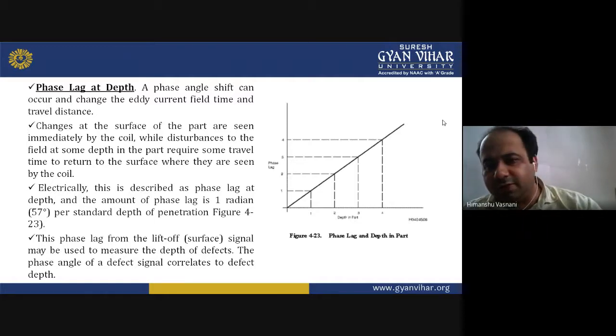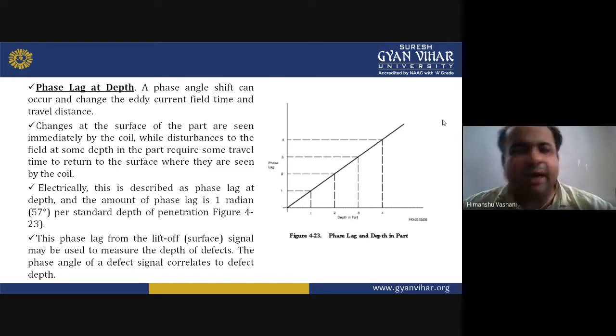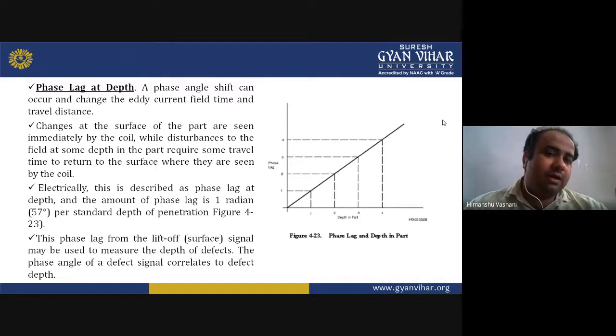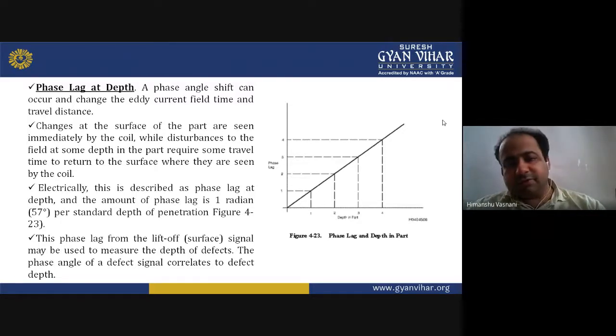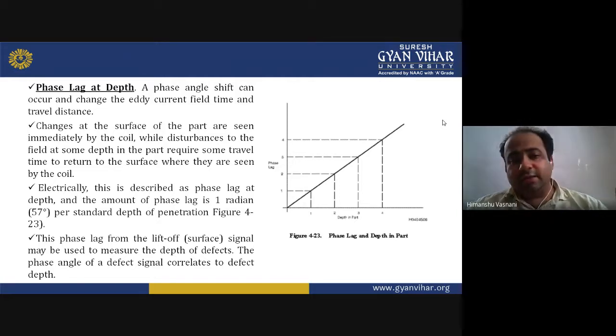It is at 45 degrees, going upward, and various markings are done on the diagram, so I will discuss it. The changes at the surface of the part are seen immediately by the coil, whereas disturbances to the field at some depth in the part require some travel time to return to the surface where they are seen by the coil. Electrically, this is described as the phase lag at depth.